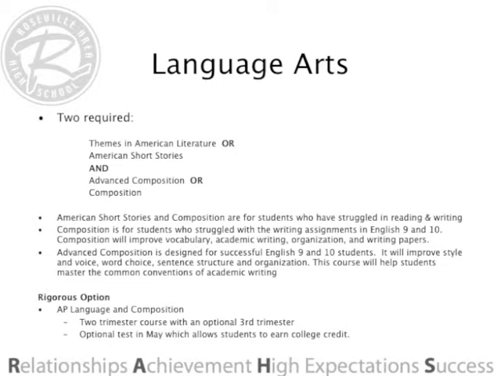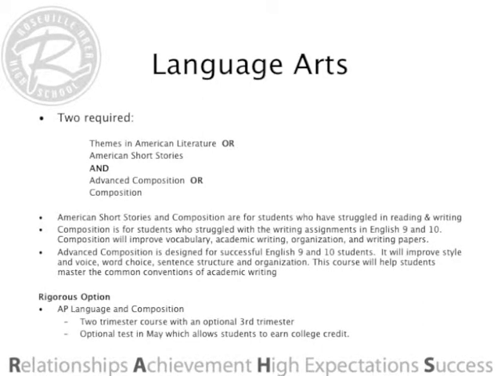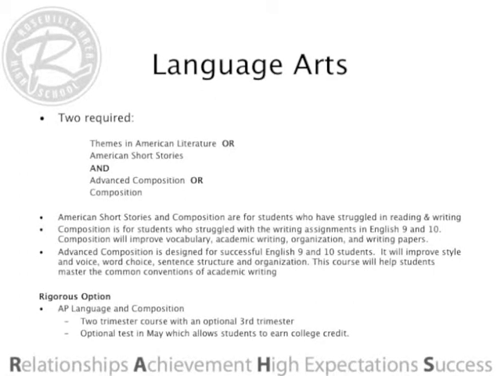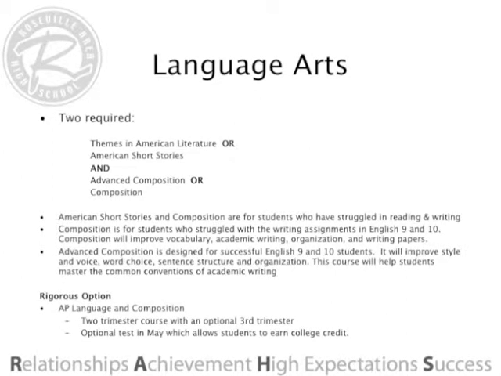Composition is designed to improve vocabulary, academic writing, organization, and writing papers. Advanced composition is designed for successful 9th and 10th grade students. It'll improve style and voice, word choice, sentence structure, and organization, and this course definitely will help students master the common conventions of academic writing. So it would be very common for a student to take Themes of American Lit and advanced composition. Another common pairing would be composition and American Short Stories. That is widely common, but it doesn't have to be that way.